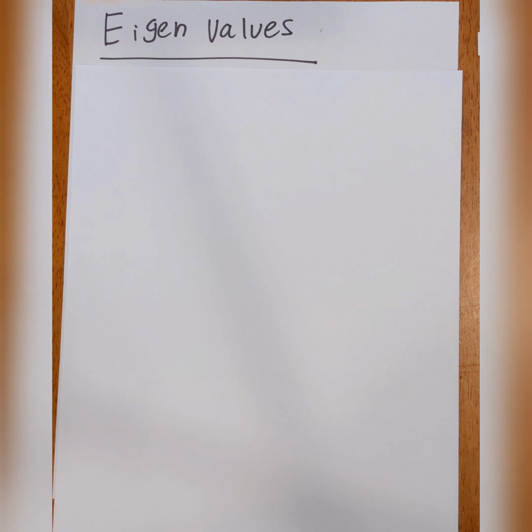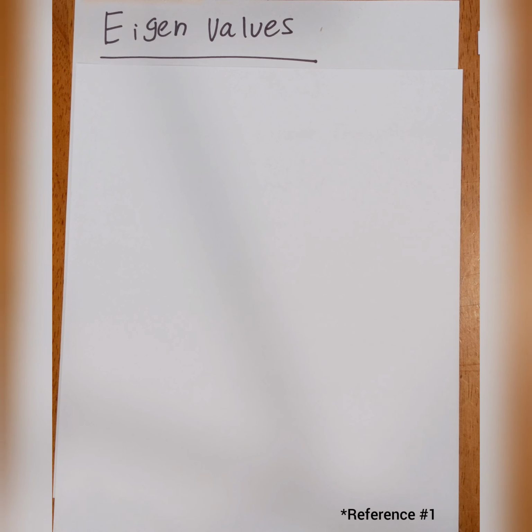Now, first let's define what an eigenvalue is. An eigenvalue is a special set of scalars associated with a linear system of equations, for example a matrix equation, which are sometimes known as characteristic roots or values. And we'll go over this a little bit later, and it'll be more apparent in the video.